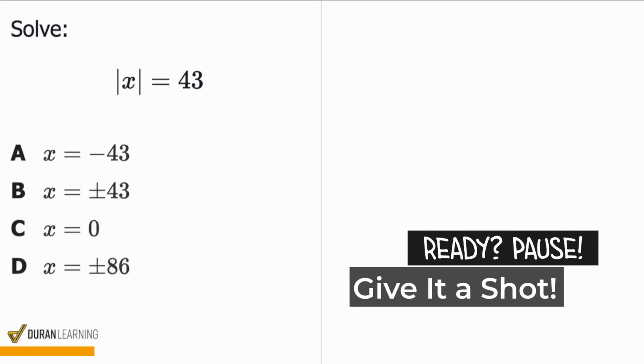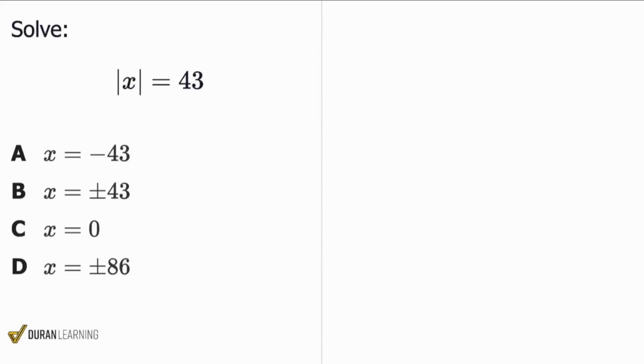All right, so on to this next question. We see that it says, solve this absolute value equation. So it says the absolute value of x is equal to 43. So the way that this is supposed to be read is the following way, everybody. This is going to be read as the distance that x is from 0 is 43. So x is 43 away from 0.